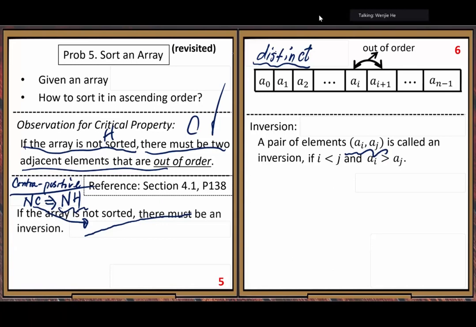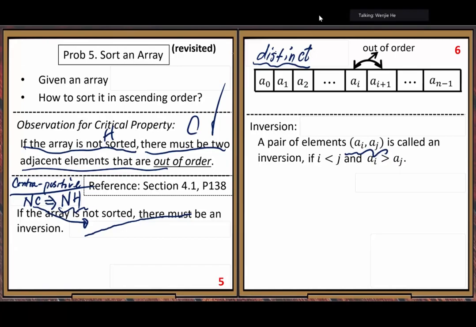The first way: if the array is not sorted, there must be an inversion. That's in our discussion. We observe the statement: there must be at least one inversion if not sorted. All right? To see it, so here I review.